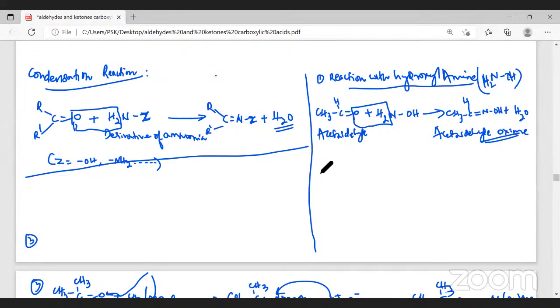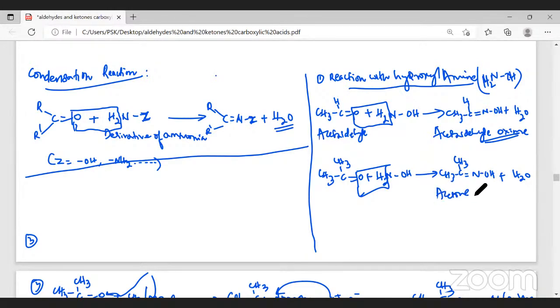Now, similarly, if you take the second example, acetone, and this acetone is allowed to react with hydroxylamine, what happens? OH and H2 get eliminated as H2O. Now, what do we get? You have CH3, CH3, double bond N and OH. This is called acetone oxime. So the NOH group is called an oxime.